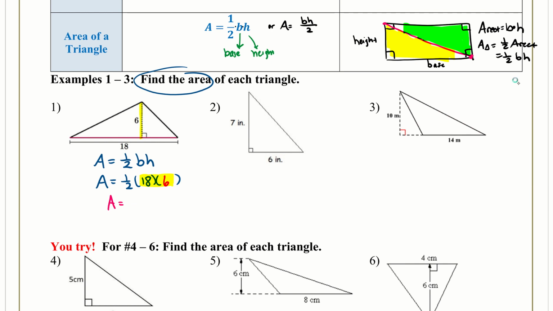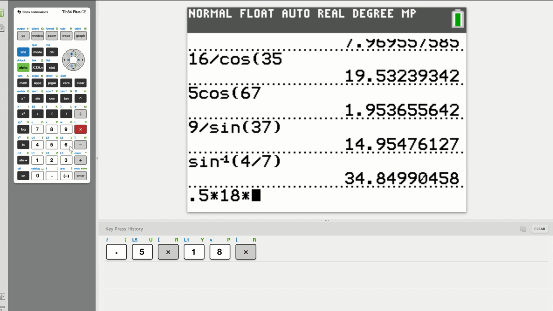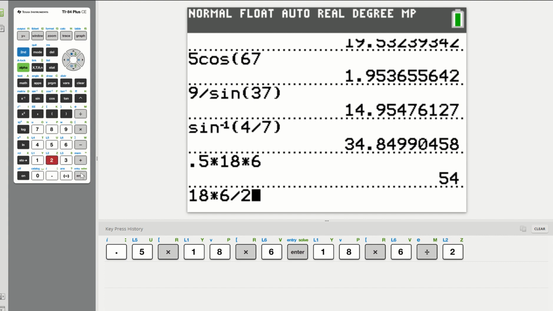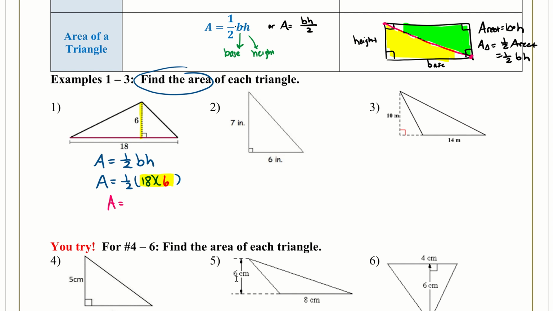You can also just do all of this in the calculator once. So I'm going to pull up my calculator to show you. So 1/2 is the same as 0.5. So I could do 1/2 or 0.5 times 18 times 6. I could also do 18 times 6 and divide it by 2. That's another way to say 1/2. Notice each way we're going to get the 54 that we're looking for. I don't need to see your computation in your answer, so you can go straight to 54.